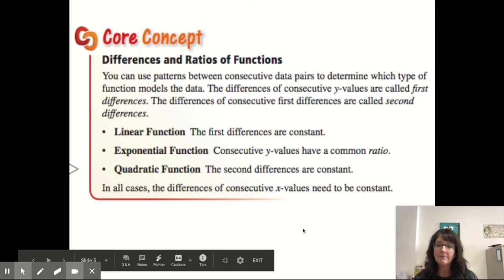Not sure why there was a blank slide. So the differences and ratios of functions. This is going to make a lot more sense when we actually do this.